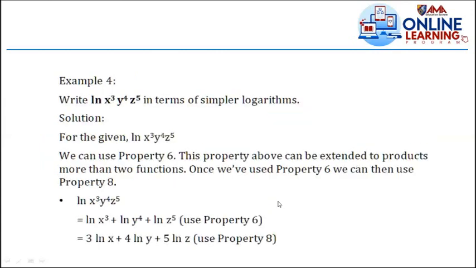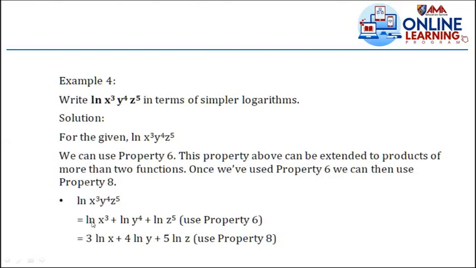Okay? So we have our example number 4. Write ln of x cubed y to the fourth c to the fifth in terms of simpler logarithms. Solution: for the given ln of x cubed y to the fourth c to the 5, we can use property 6. This property above can be extended to the product of more than two functions. Once we use property 6, we can then use property 8.